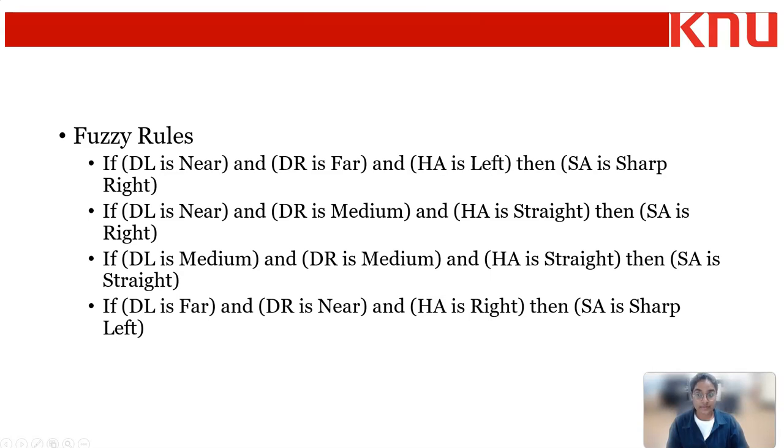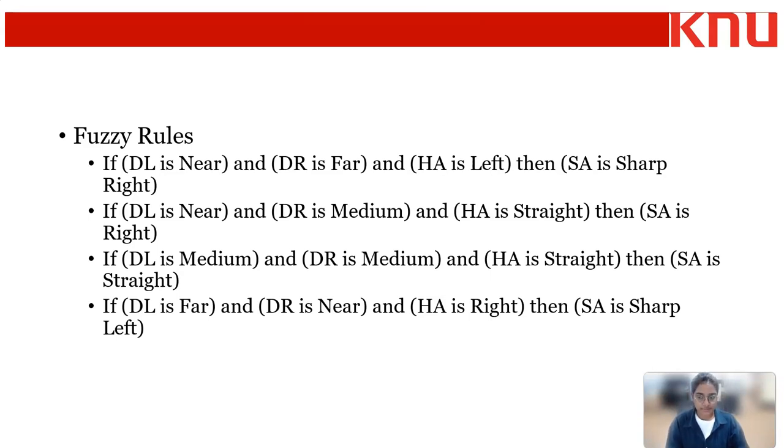We have defined the fuzzy rules as: if the distance to the left lane, dl, is near, and the distance to the right lane is far, and the head angle is to the left, then we need to make a sharp turn, so the SA is sharp right.